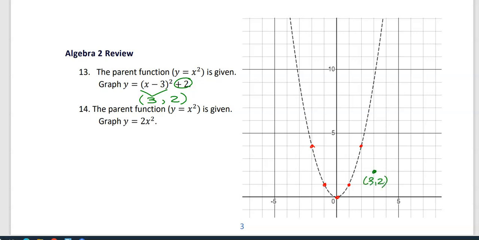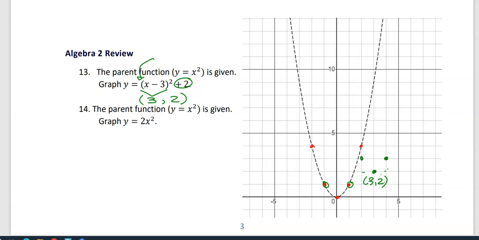instead of 0, 0. I went ahead and marked these 5 points here because the a value, or the number in front, is 1, so that means the graph is not going up any faster than it normally does. If I count over 1, up 1 from the vertex, that would be that point. If I count left 1, up 1, that would be this point.